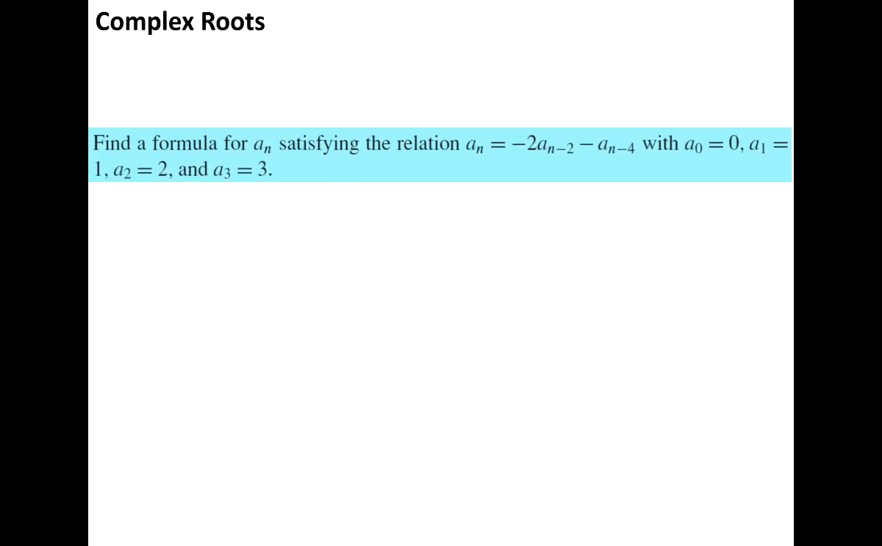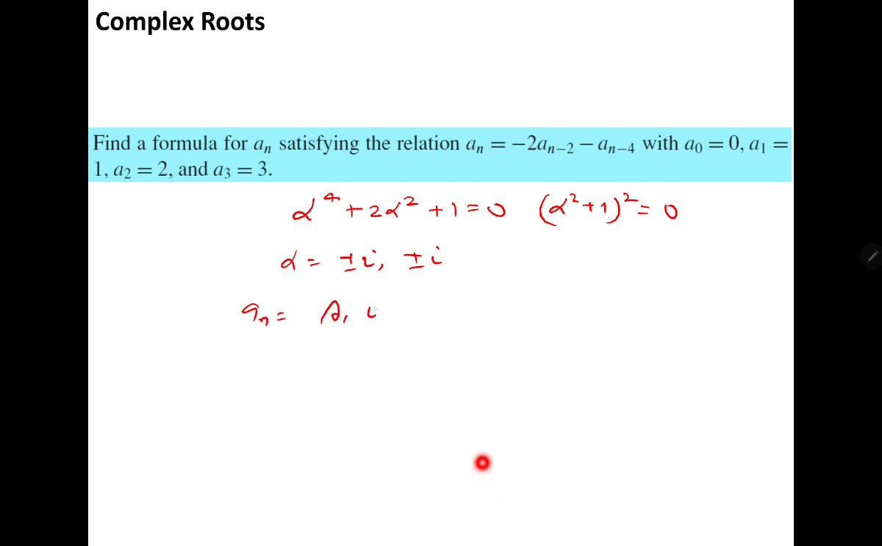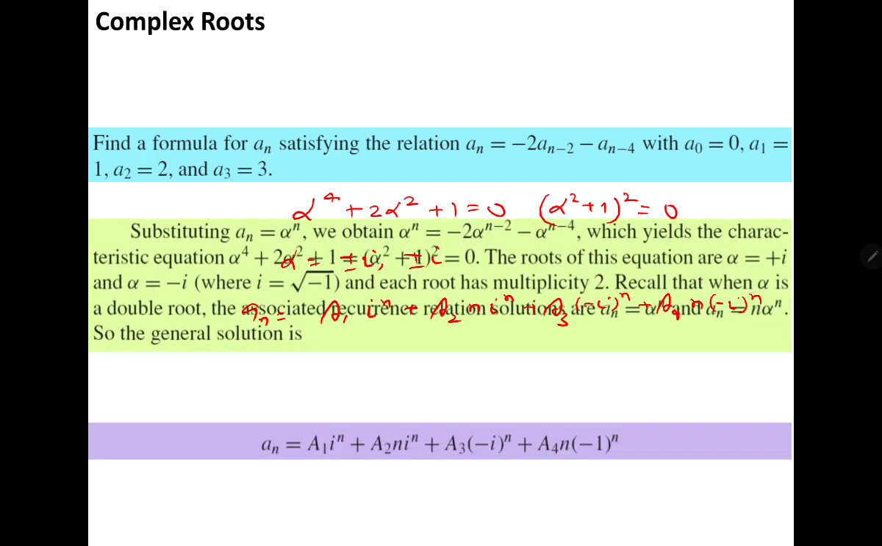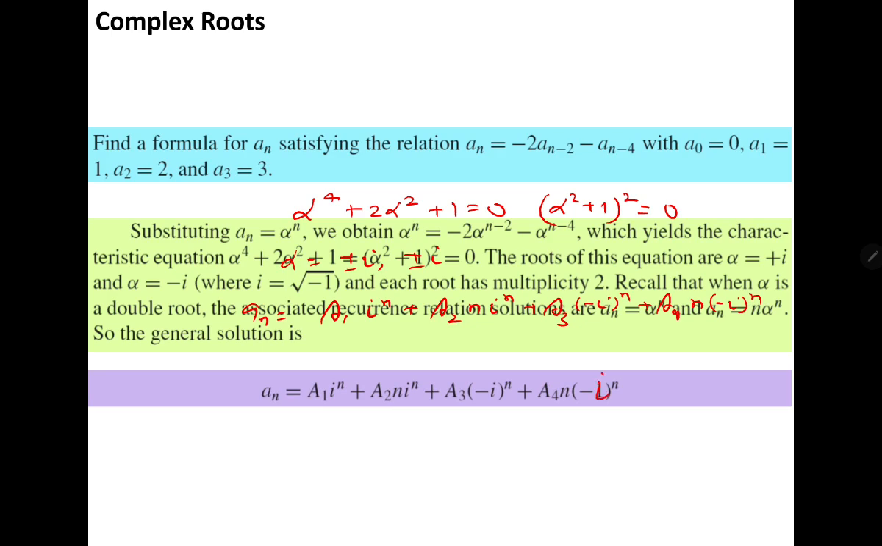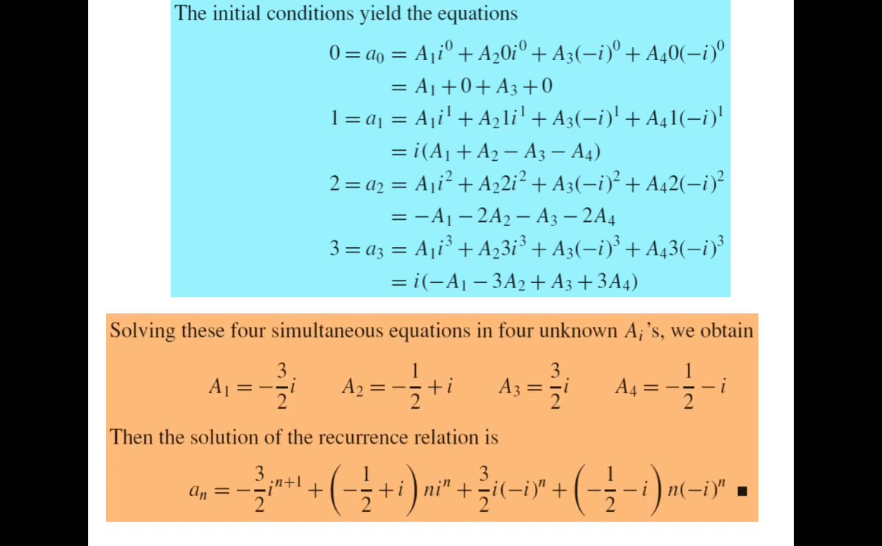So we have considered two cases, distinct roots or repeated roots. The last case is the complex root. To understand, let us see the following question. Here again, the characteristic equation comes out to be alpha raised to the power 4 plus 2 alpha square plus 1 equal to 0. That gives (alpha square plus 1) whole square equal to 0, or alpha equal to plus minus i, repeated roots. It means a_n would be a1 i raised to the power n plus a2 n i raised to the power n plus a3 (minus i) raised to the power n plus a4 n (minus i) raised to the power n. Now using the initial conditions, I can easily find the values of a1, a2, a3, a4, and that gives me the required answer.